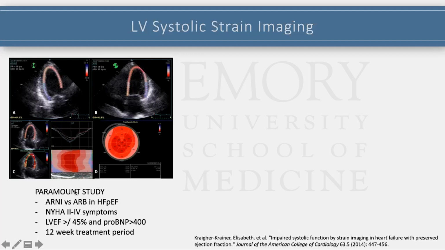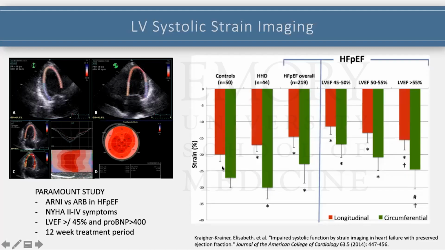So this is a sub-study of the Paramount study, which was looking at ARNIs versus ARBs in patients with preserved EF over a 12-week treatment period. They looked at both longitudinal and circumferential strain. The red bars are longitudinal strain, and you can see here that LV systolic strain was actually correlated with people that were thought to otherwise have heart failure with preserved EF.